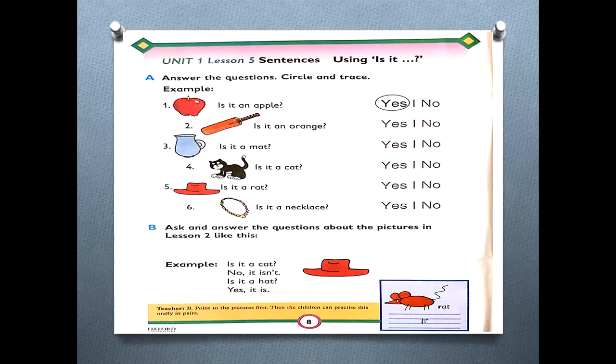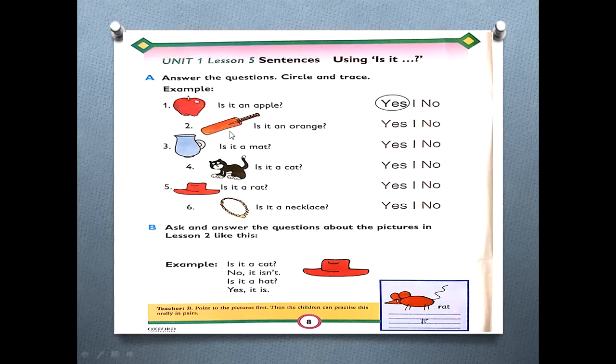Exercise A, answer the questions, circle and trace. First one is example given for you. You can see that there is an apple in the picture, and the question is it an apple? And they have circled yes, because it's an apple. So you can see that in front of each question there is written YES yes and NO no. You will circle yes if the question is according the picture, and if it isn't according the picture, you will circle no for negative. Okay.